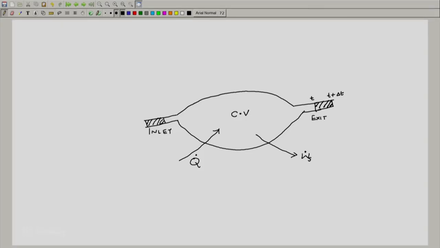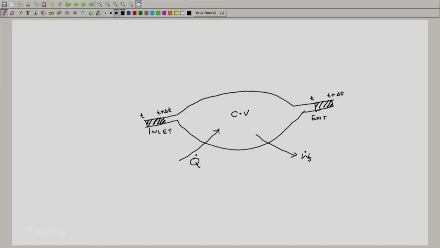Similarly, the inlet plug is where mass is entering the system from time t to t plus delta t. So this is what it is here. This is t, this is t plus delta t, and this is the amount of mass. This hashed region here is the amount of mass that enters the control volume in a small time delta t. So these are the plugs which determine how much mass enters the control volume and how much mass exits the control volume in a small time delta t.